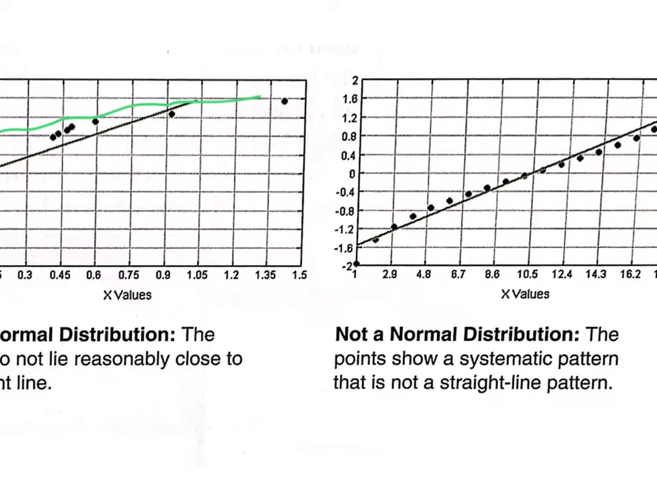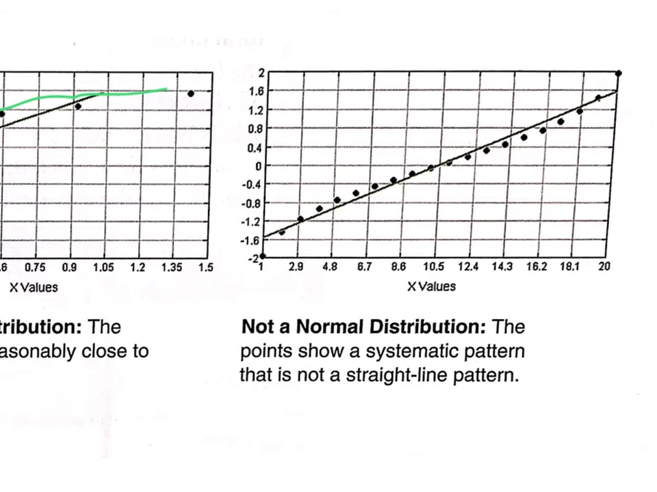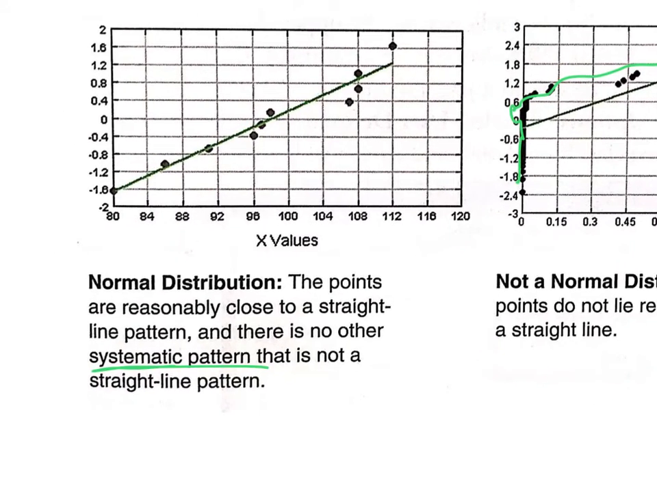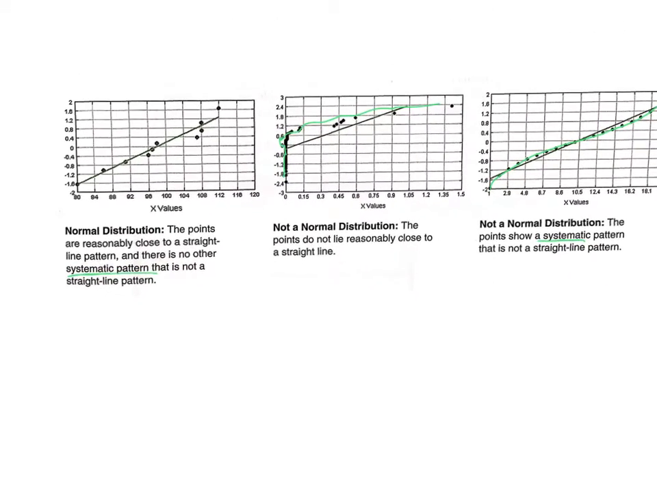And then this last one, they drew a straight line, but here's the deal. There's a pattern that is not a line. If you look at the points, it's going in a wavy type pattern, going there and back up and starting to go again. If there's some kind of systematic pattern that's not a line, then it's not normal. It has to be reasonably close to a line with no other pattern visible. That's how you can tell with a normal quantile plot or a QQ plot.